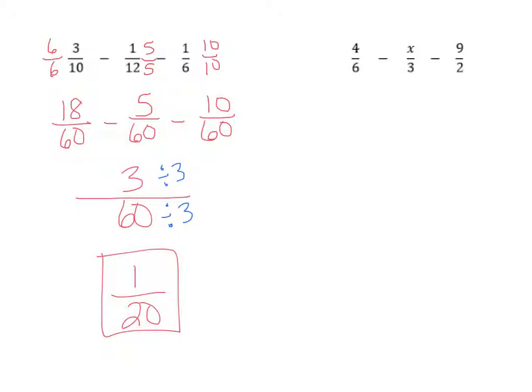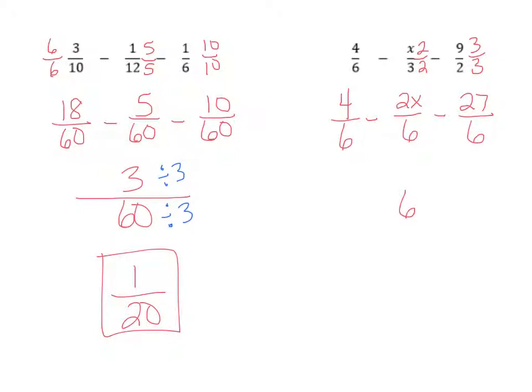The first one I don't have to do anything with, but the next one is going to be times 2, and the last one times a 3. So then I'll have a 4 over 6 minus, and what I'm doing is just multiplying this x times this 2. So x times 2 is really just written 2x. Minus, and then the last one's going to be a 27 over 6.